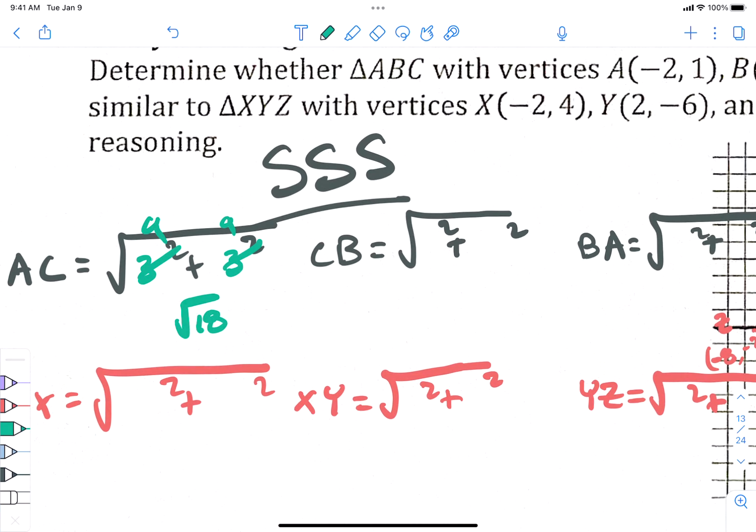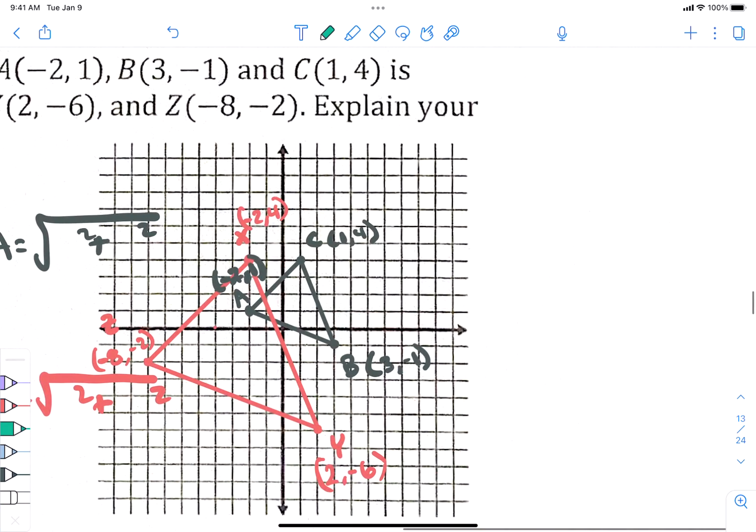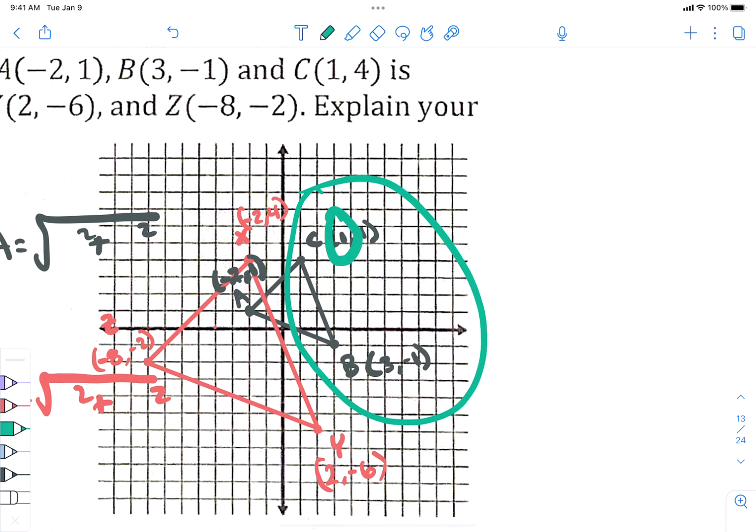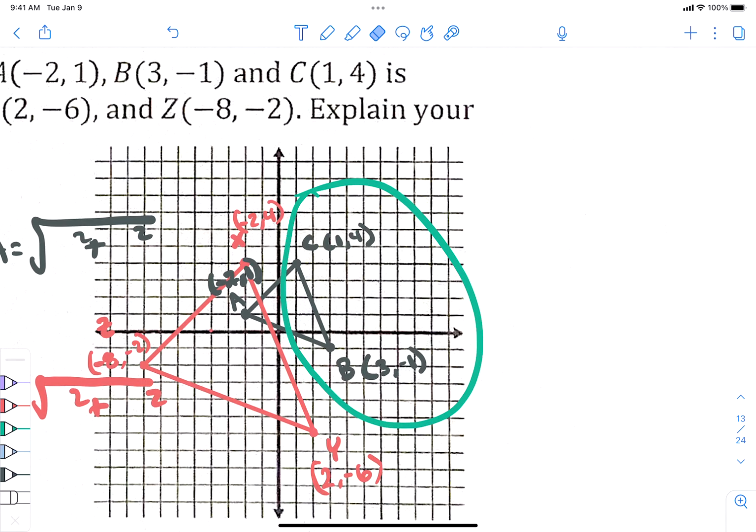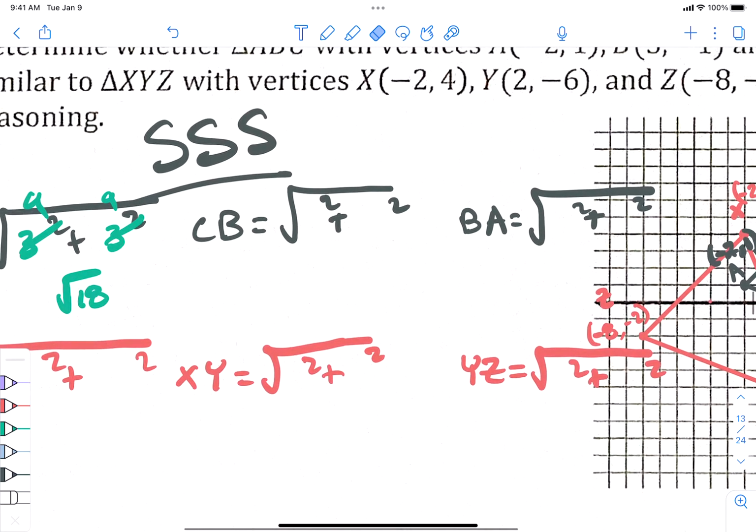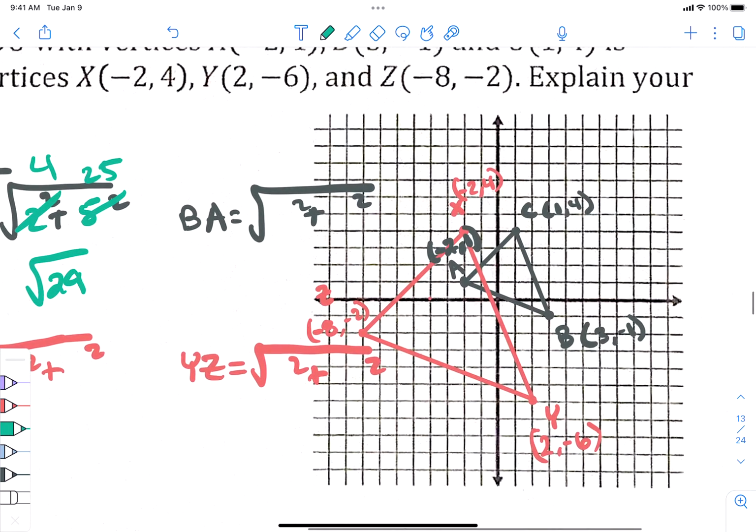One done. Okay? CB. From C to B, we're going 1 to 3. How far? 2. From, I can't even see my top number, 4 to -1. 5. So what did I say? 2 and 5? 2 squared, 5 squared. So 4 and 25. The square root of 29 is what he will be. Okay? B to A. Is this making sense, Evan?